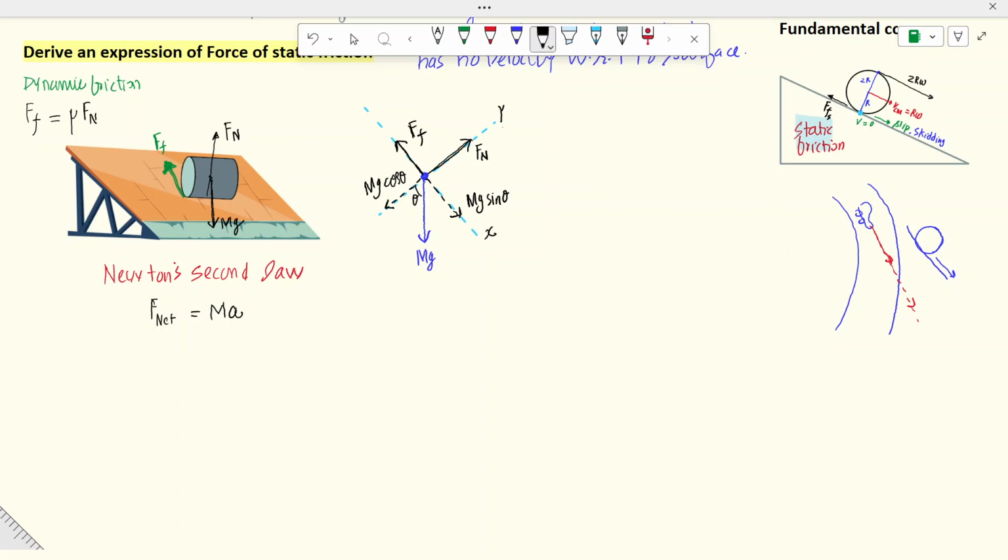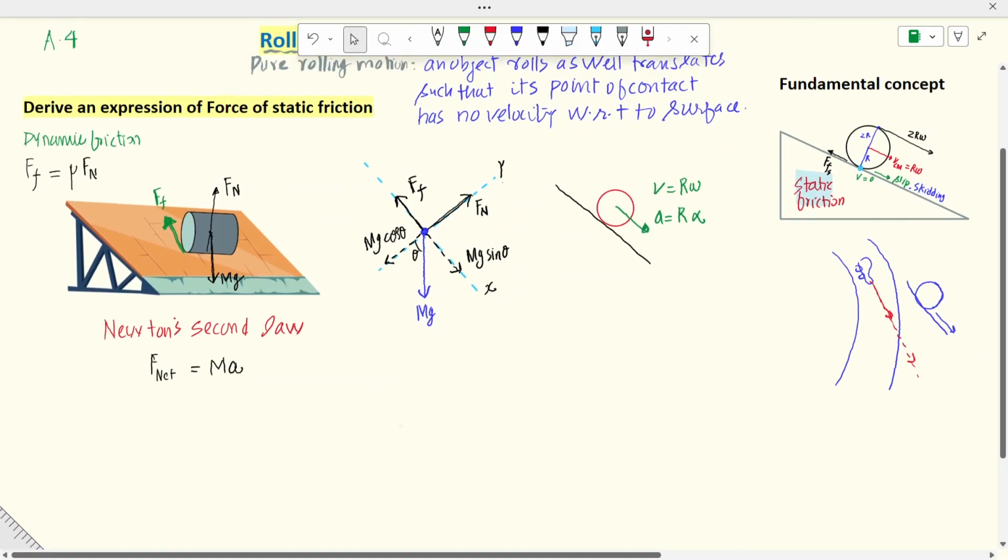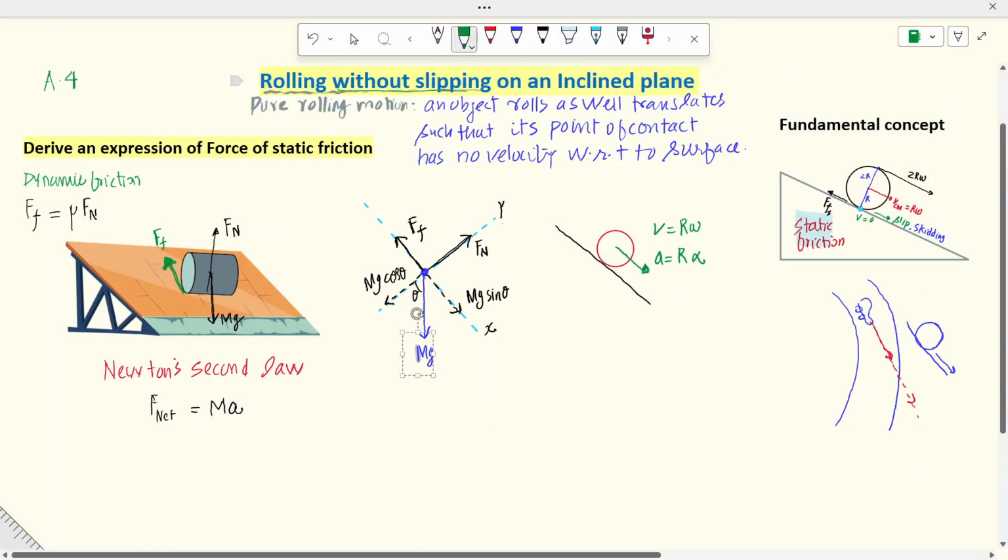And remember one thing: if this is a surface and this is the object that is rotating, either a sphere or a cylinder or a disk, whatever that is, the acceleration of the center of mass will also equal r alpha, and the velocity equals r omega. This all happens when the sphere or any object rolls without slipping.